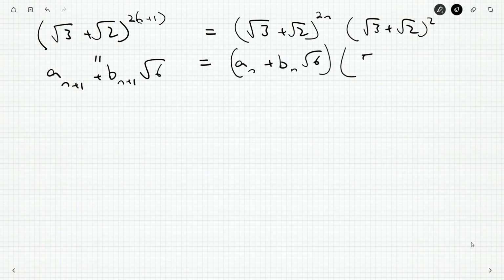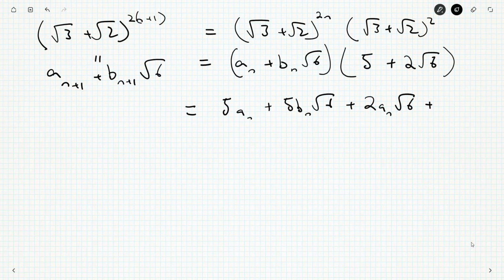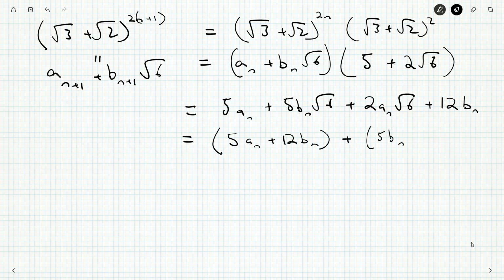And this here, as I've remarked before, is 5 plus 2 root 6. So let's expand this side out. The 5an plus 5bn root 6 plus 2an root 6 plus 12bn. The root 6's will come together, so it'll be 12bn. So together we have 5an plus 12bn plus 5bn plus 2an root 6.